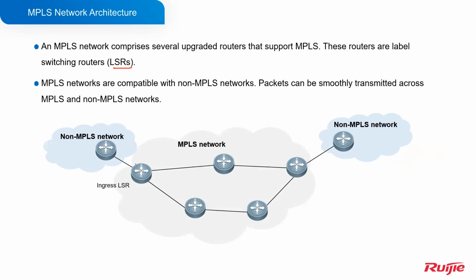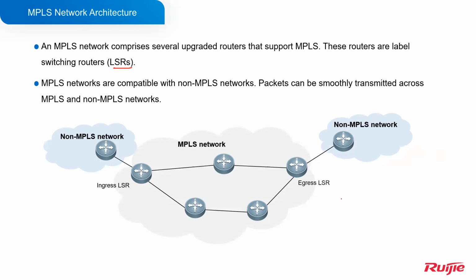The router that runs the MPLS protocol is called an LSR, label switching router. About the LSR, we also call it an ingress LSR. That means I receive some normal packets, like an IPv4 packet, from a non-MPLS network, and I will add some label. This router we call the ingress router.